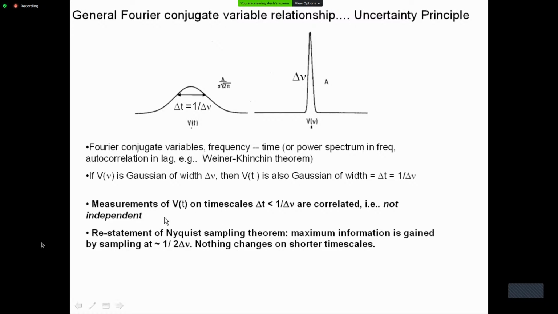So this is the same statement: measurements of V(t) on time scales delta t, which is less than the inverse of the bandwidth, are correlated, and so they are not independent. And this comes in handy when you use a certain bandwidth, you don't have to go finer than time scales of the inverse of the bandwidth, because nothing is changing during that time. This is also relevant to the way you sample your data in discrete representations and related to the Nyquist criterion and so on and so forth.